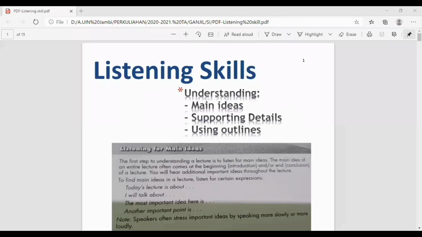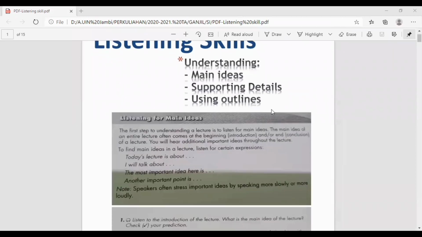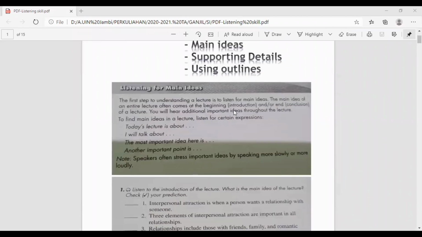So the first thing you need to know for this meeting is to train your skill in finding the main ideas and understanding supporting details. Here is what we are going to learn today: understanding main ideas, supporting details, as well as using outlines. The first step to understanding a lecture is to listen for the main idea.